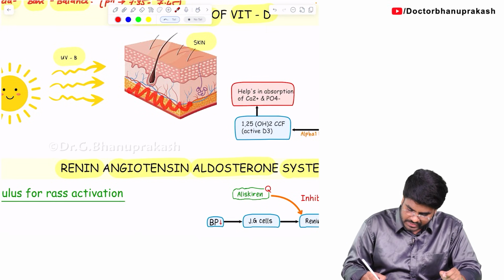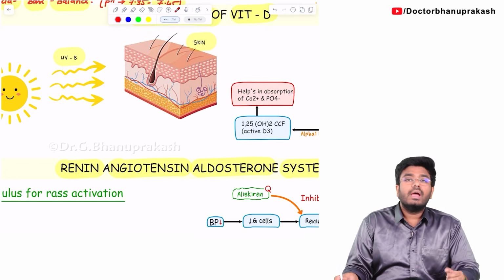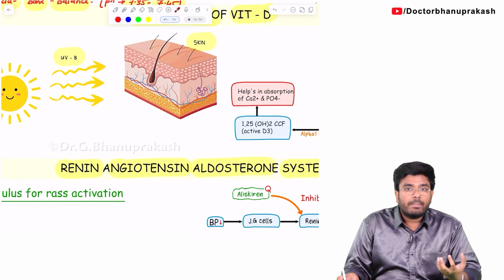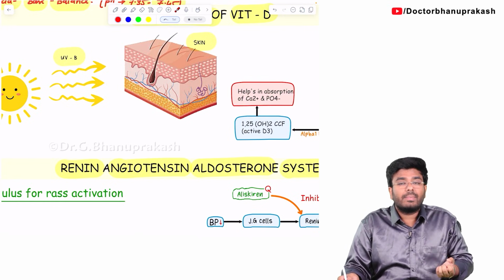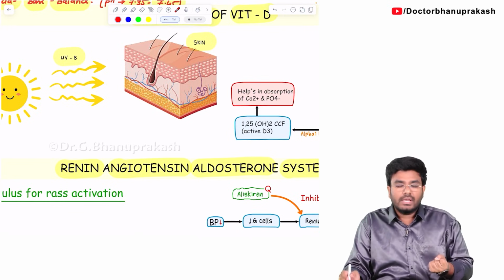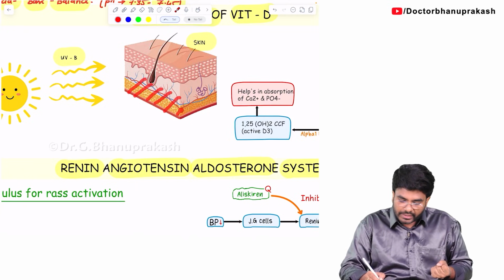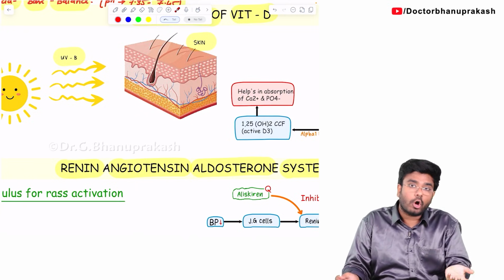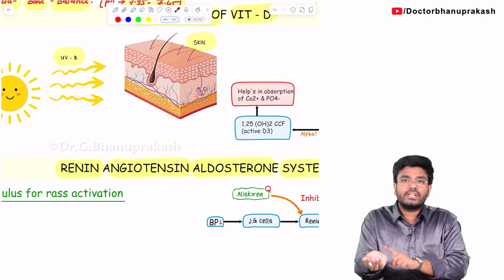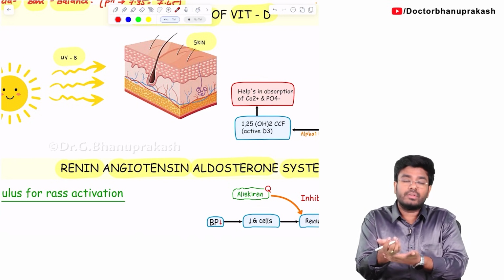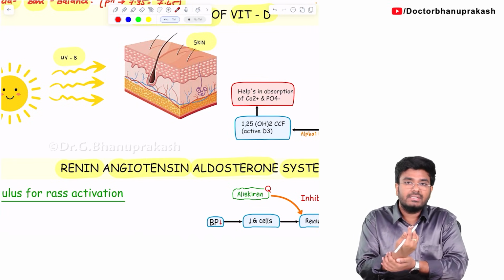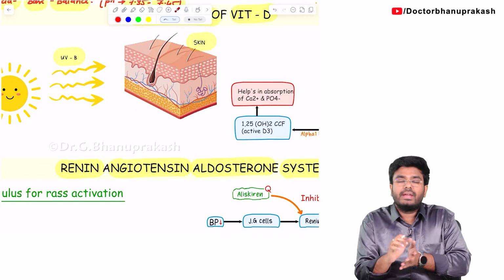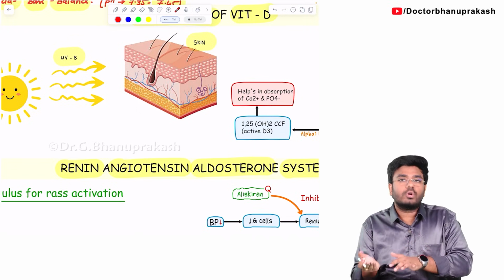See, in your skin, what is there, guys? Cholesterol is there. Now, this cholesterol, by using the sun's energy, by using this UVB radiation, will be converted into a molecule called cholecalciferol. So, cholesterol, whatever is present in your skin, or you can say the subcutaneous fat, by using that UVB radiation, will be converted into a substance called cholecalciferol.